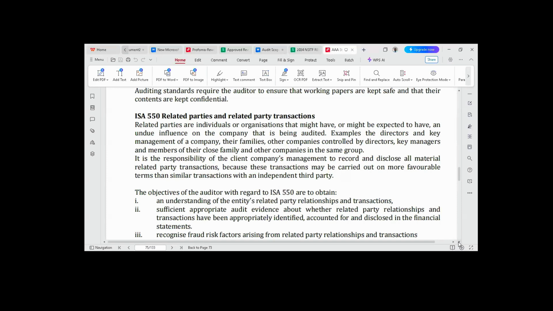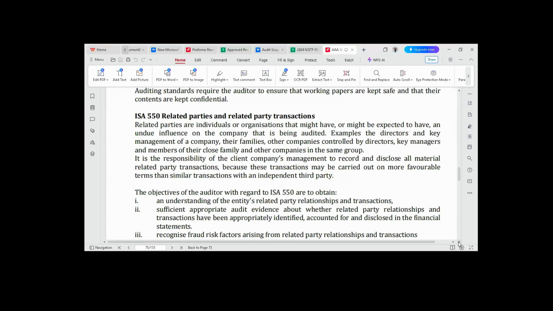Now, related parties are individuals or organizations that are expected or might have an undue influence on the company that is being audited. That is their connection, the relationship that exists between them and the company. They can be so overbearing such that it could influence the conduct of the audit engagement. So the people that constitute related parties are the directors, okay, the key management staff of the company, their families, and other companies controlled by the directors, okay?